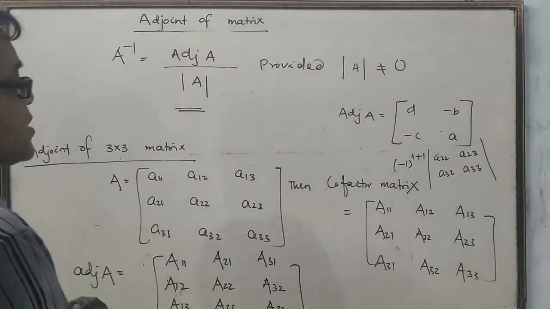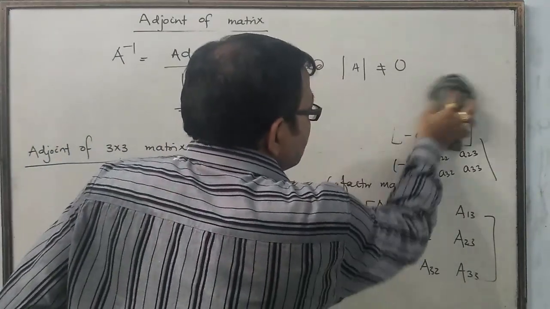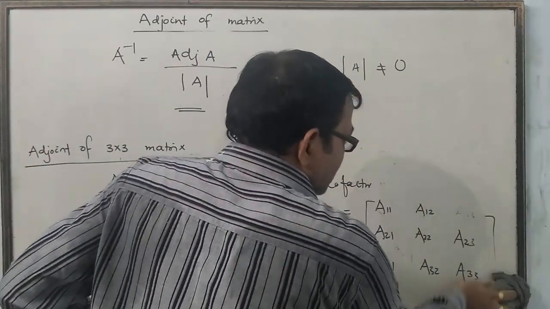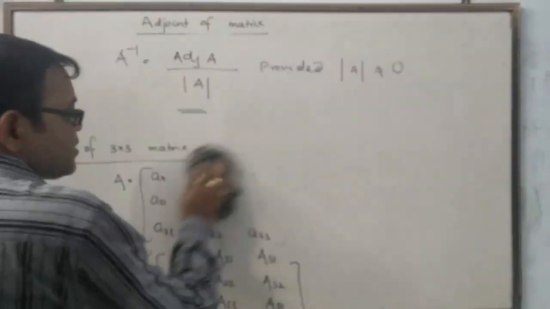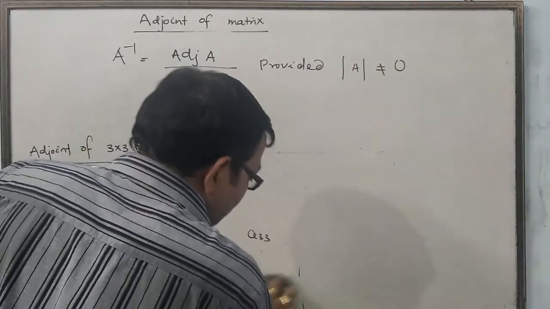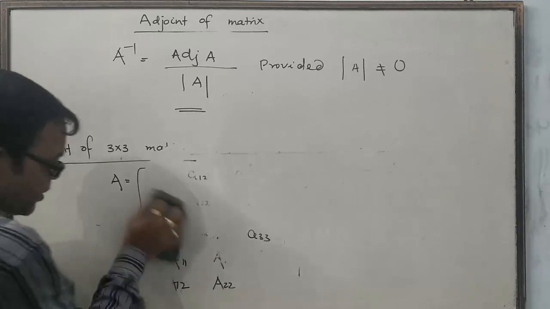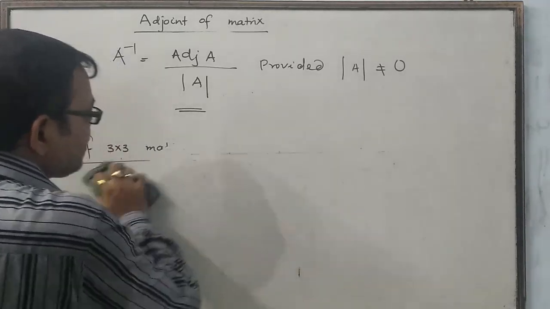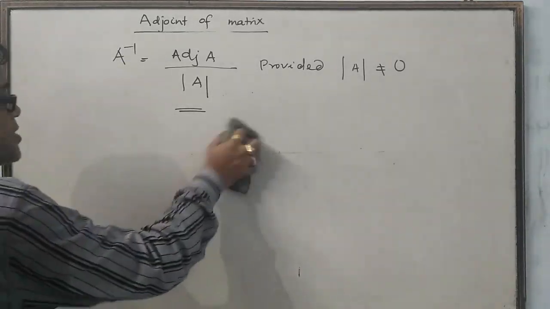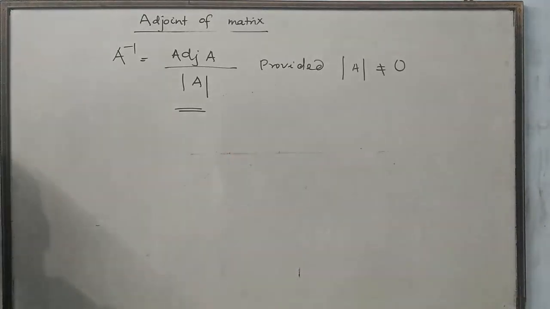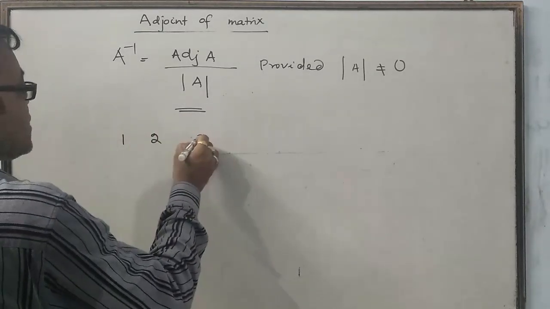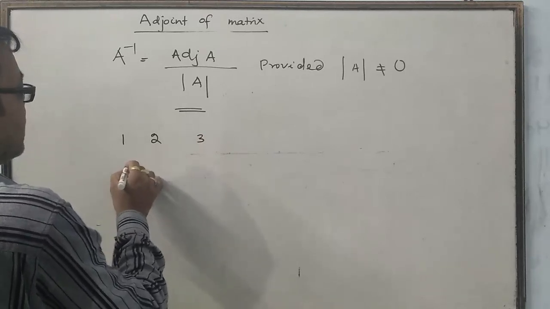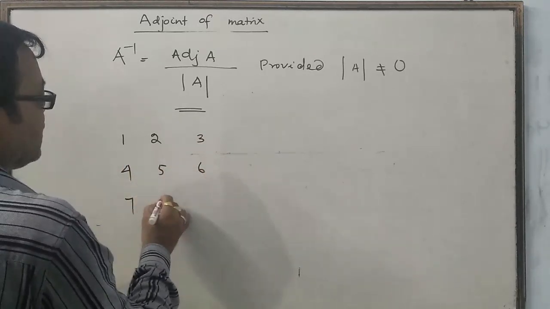Next one, there is a shortcut trick to find out the adjoint of the matrix. Now I am going to discuss that one also. Sometimes this adjoint is a very long process in entrance exams and others. If you proceed in this way, then adjoint A will take a lot of time, so it will be very difficult for us to crack the exam. Okay, 1, 2, 3, 4, 5, 6, 7, 8, 9.